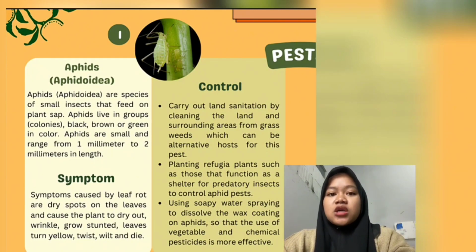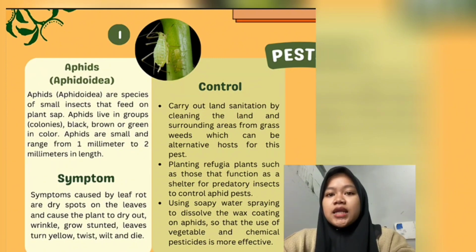Symptoms. Symptoms caused by aphids are leaf roll, dry spots on the leaves, and the plant drying out. The leaves turn yellow with an empty middle. Control. Number 1. Land sanitation by cleaning the land and its surroundings from grass and weeds, which can be an alternative host for this pest.